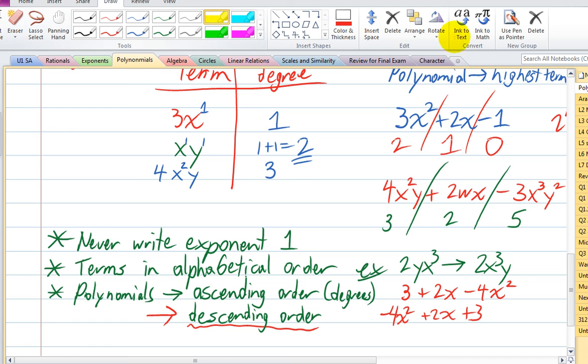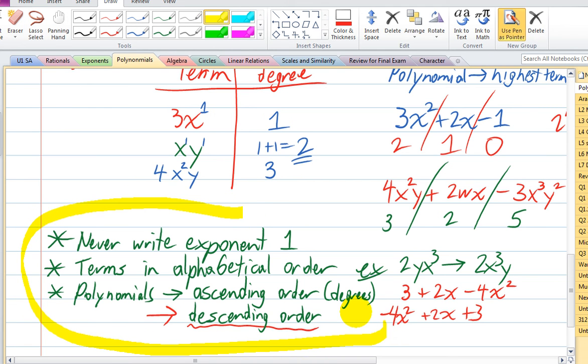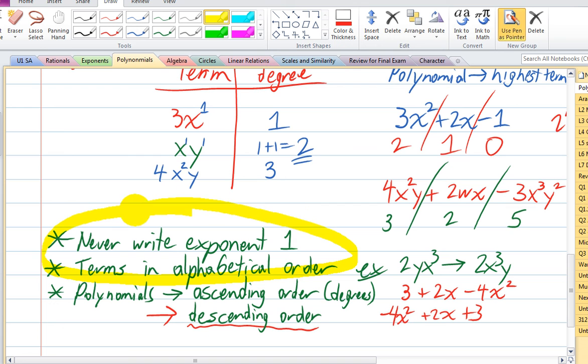Please add this. Never write the exponent 1. And terms should be in typical alphabetical order. Although if they're not, they're still the same term. Someone just didn't write them the way they should be written. So you should try to go in alphabetical order. Just these first two.